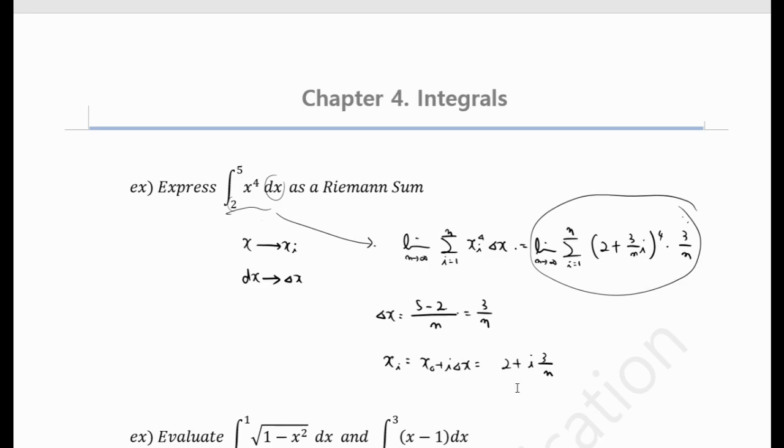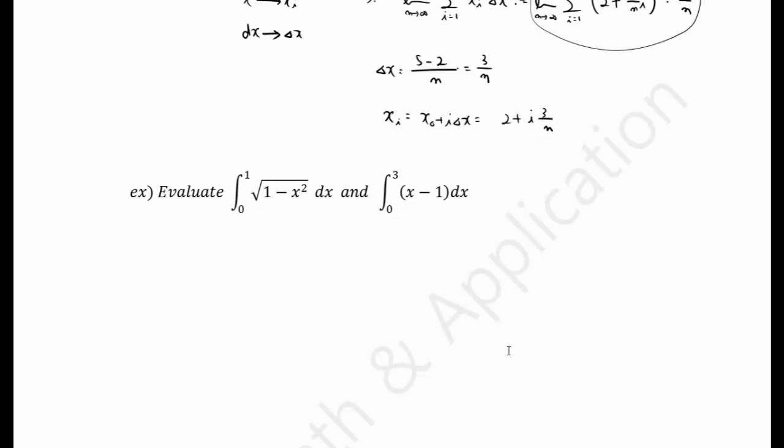The next question is to evaluate two definite integrals. First is the integral from 0 to 1 of the square root of 1 minus x squared dx. So we need to change this definite integral into a Riemann sum. So x can become xi, dx becomes delta x. So this is the limit as n is approaching infinity.